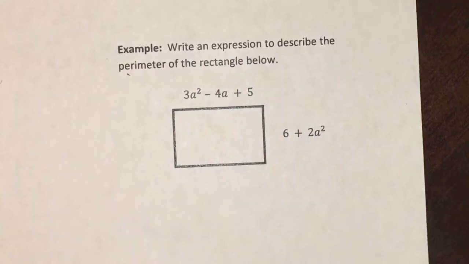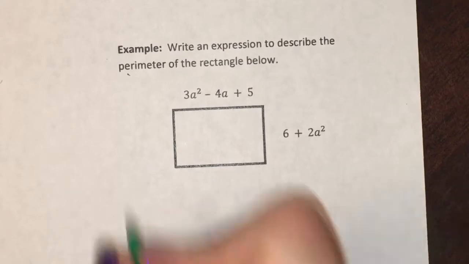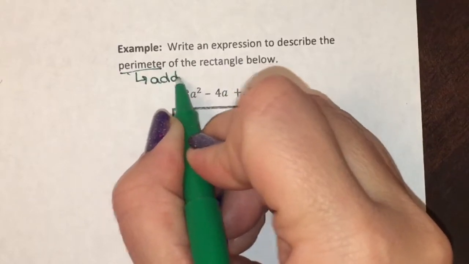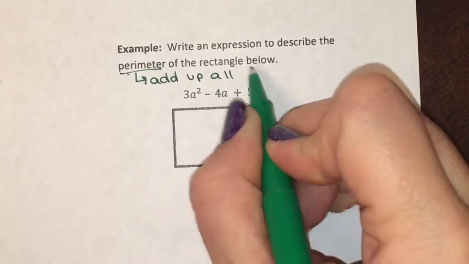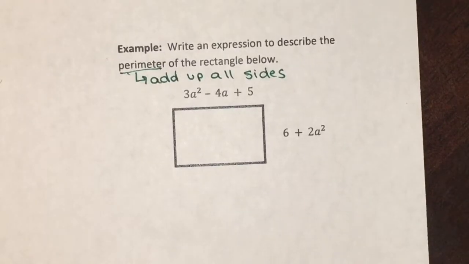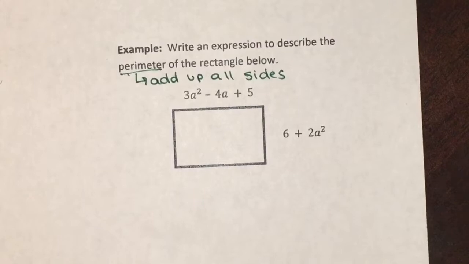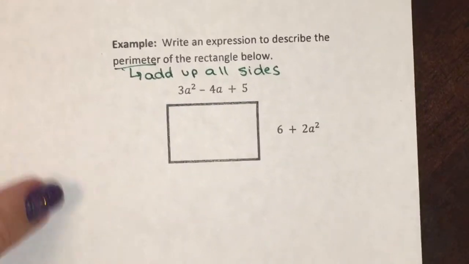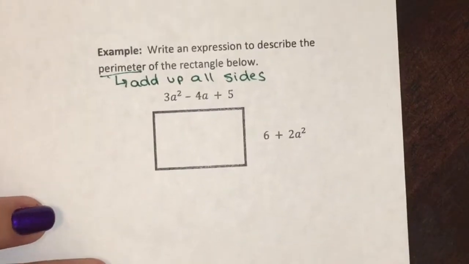So what does perimeter mean? Hopefully you said and you remember that perimeter means to add up all sides. Add up all sides. Okay, that's perimeter. Area means to multiply. So today, because we're doing adding and subtracting polynomials, we're going to deal with perimeter because it's about adding.